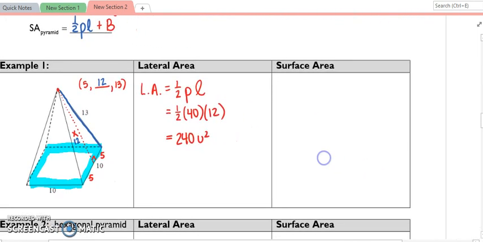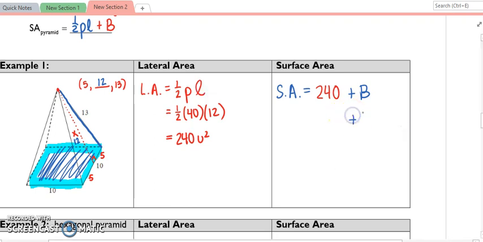For my surface area, my formula told me that I'm going to take that lateral area, and because it is a pyramid, I'm only going to add on one base. Big B stands for the area of that base. I can see right now that the area of that base is a square, and so I know for a square, it's just going to be base times height, or 10 times 10. So I'm going to take my lateral area and add on 100. So my total surface area is going to be 340 units squared.